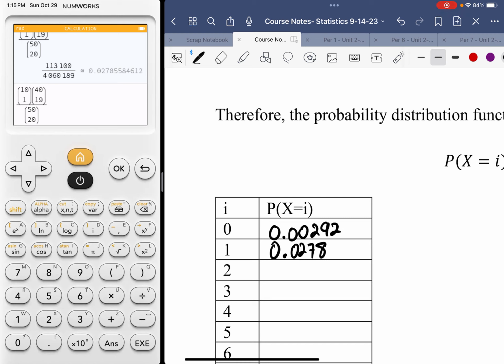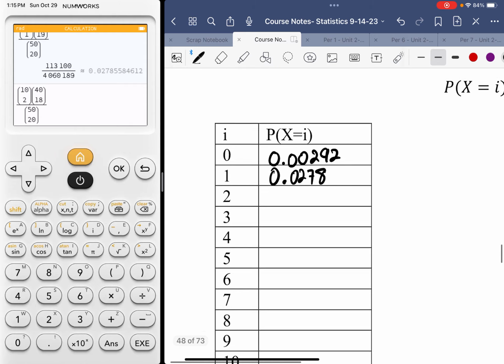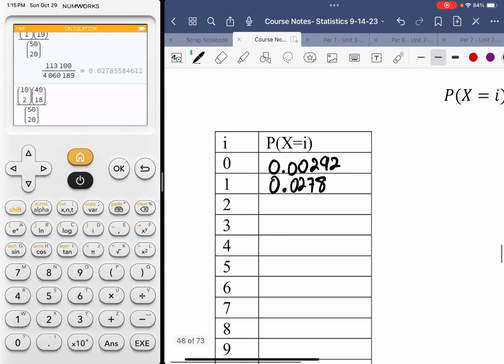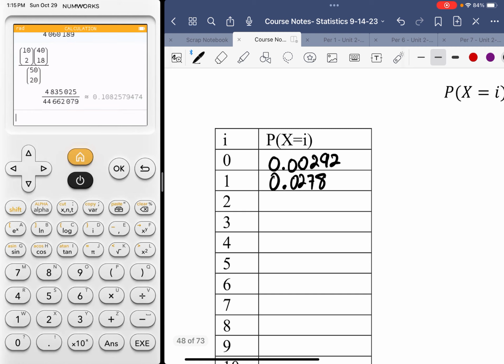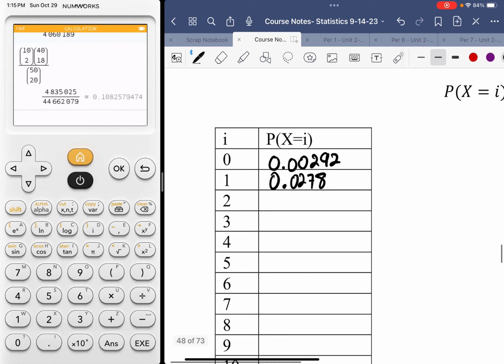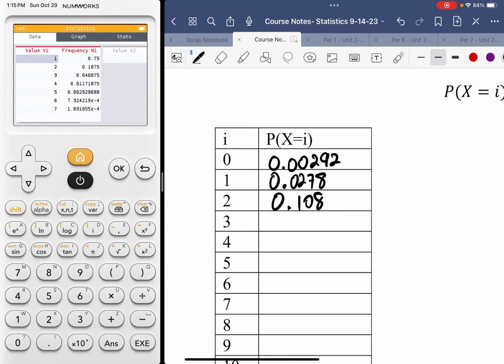And if you're comfortable with this approach, it's fine. It's just we always run into the issue that there's only up to 10 for X. What if you could go up to 100? Then you'd be at it all day. So 0.108. But let me just show you a table way of doing it.